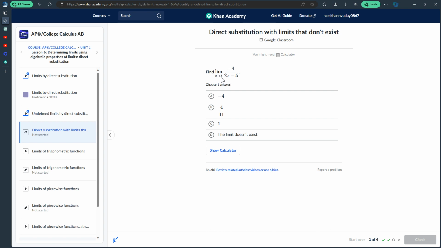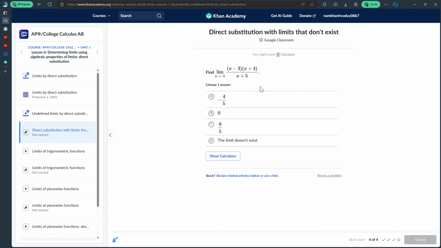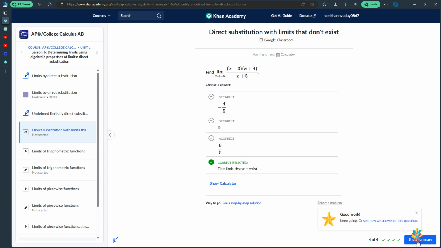And number 3, 6 minus 4, negative 5 plus root 5 is 0, so it doesn't exist.